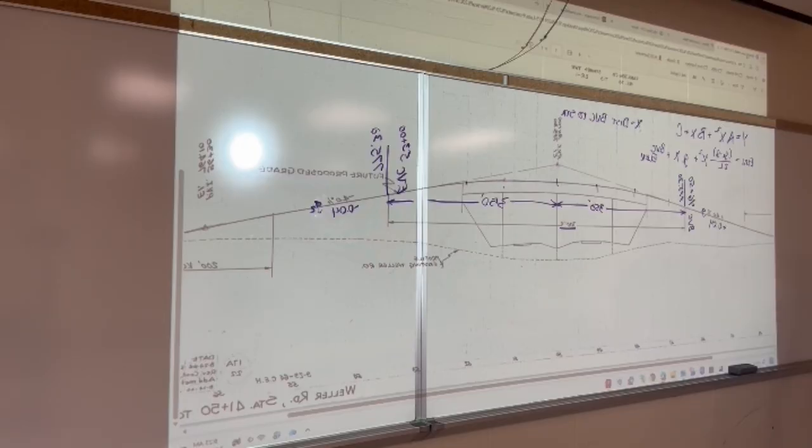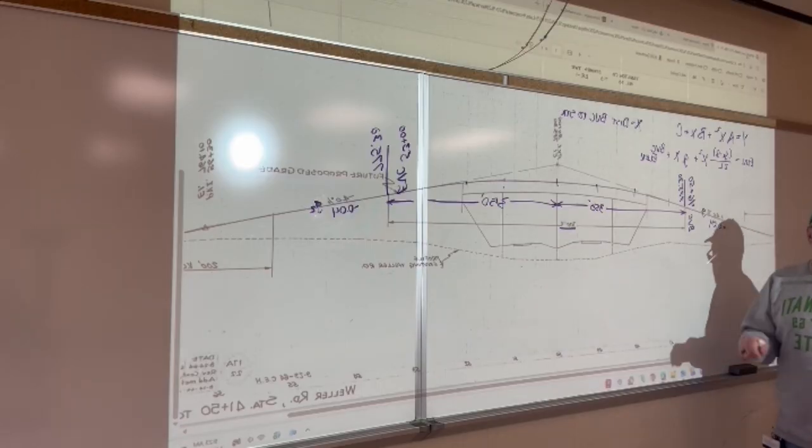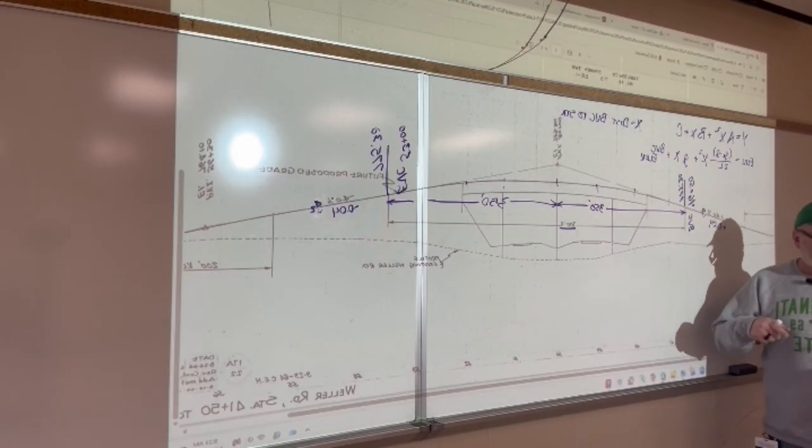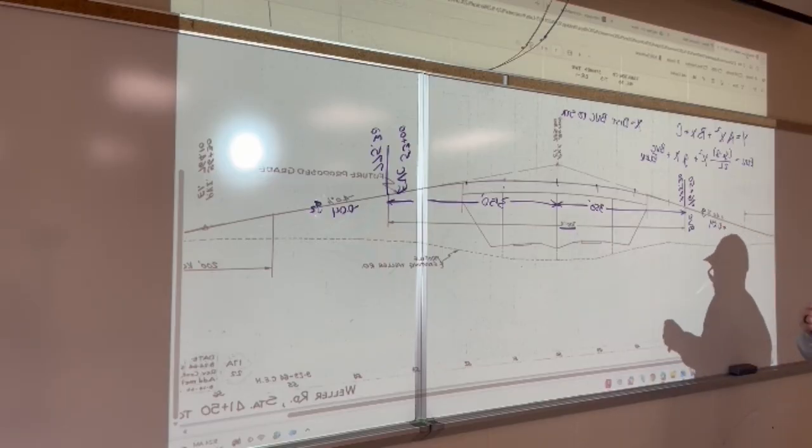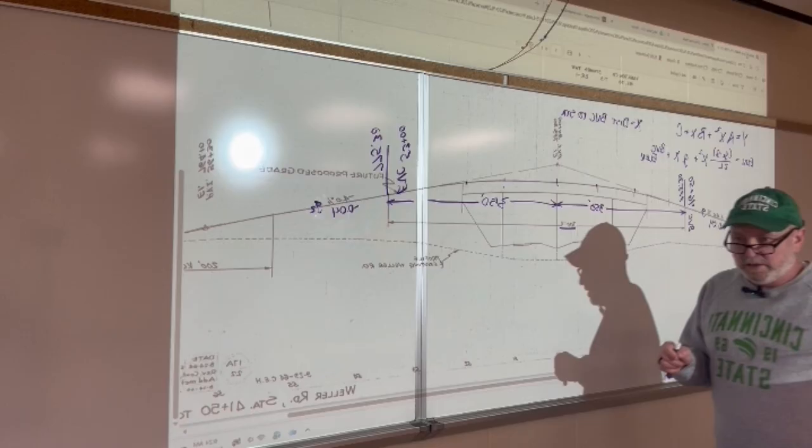Sag curve, crest curve. So because we have a positive coming in, negative going out, we're creating a crest curve. Do we have enough information to start solving for elevations of some station? Let's start at station 47 plus 00. I don't want to work through this whole curve because I'd like to have time to review for the test as well, so maybe we'll do 2 of these quickly.